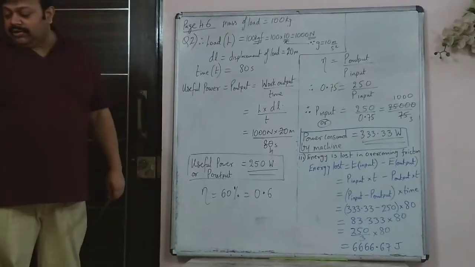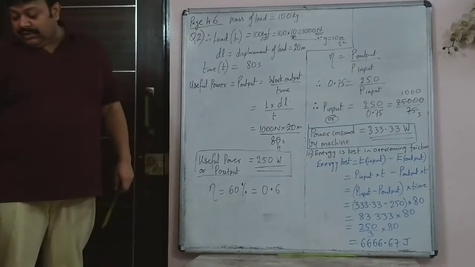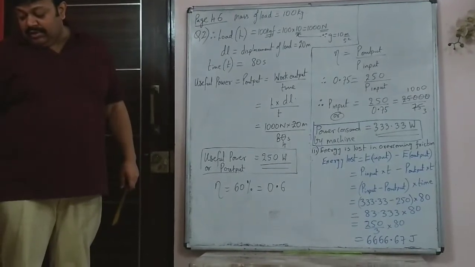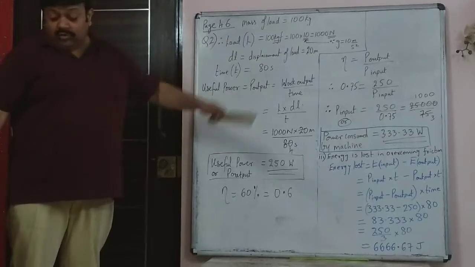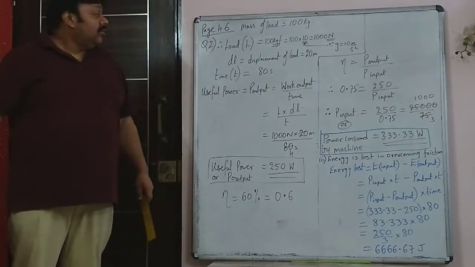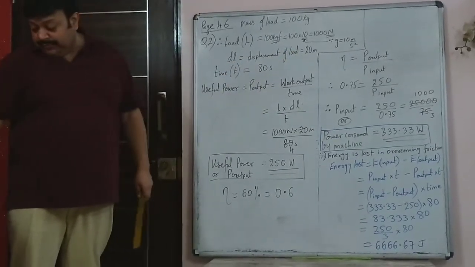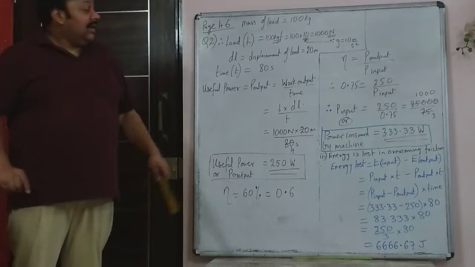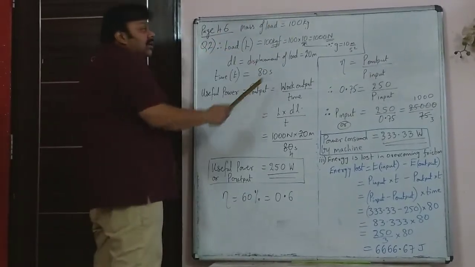So now we are doing the second homework sum on page 46. The question says a machine is used to lift a 100 kg stone to a vertical height of 20 meter. So the distance moved by the load is 20 meter in 80 seconds. So time is 80 seconds. So this is the data that is given.